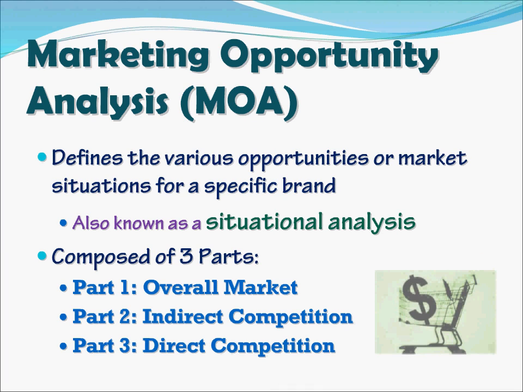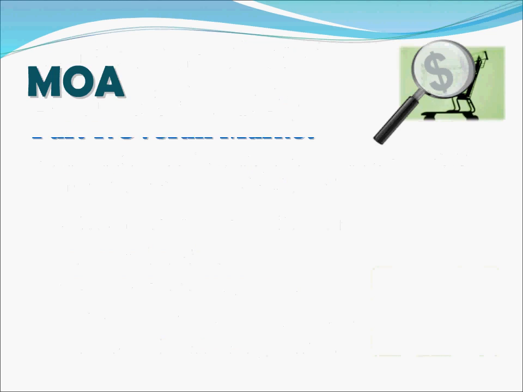Market opportunity analysis, or MOA, identifies the various opportunities or market situations for a specific brand. This is known as a situational analysis. It attempts to identify where a void exists so that companies and products can fill that void and hopefully earn quite a lot of money. There are 3 parts to this. Part 1 is the overall market, Part 2 is indirect competition, and Part 3 is the direct competition. So let's take a look.